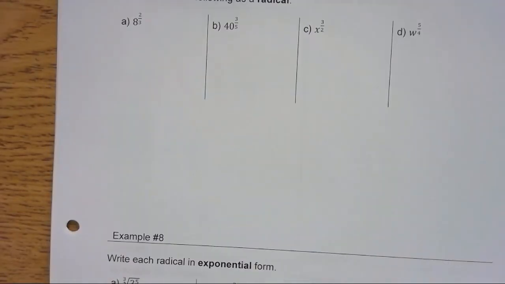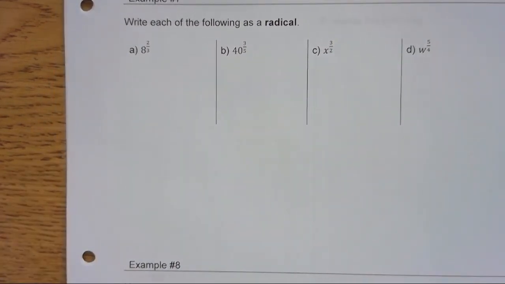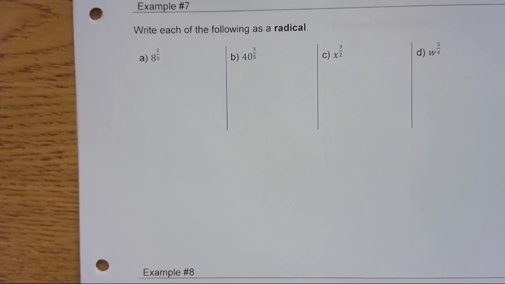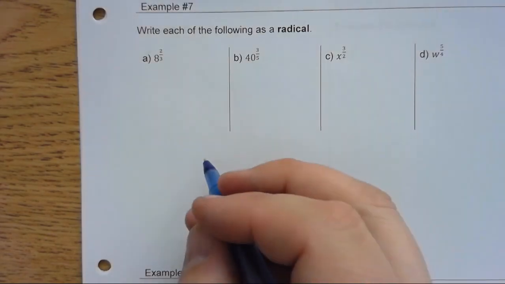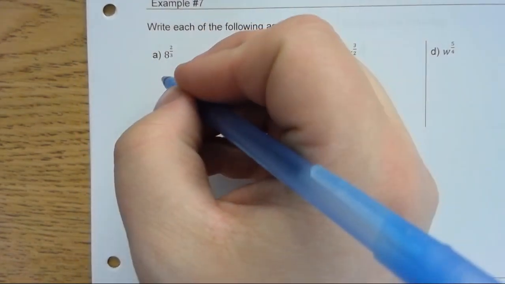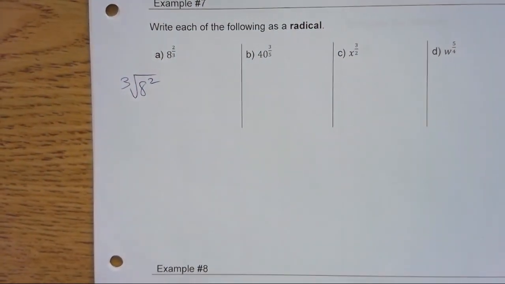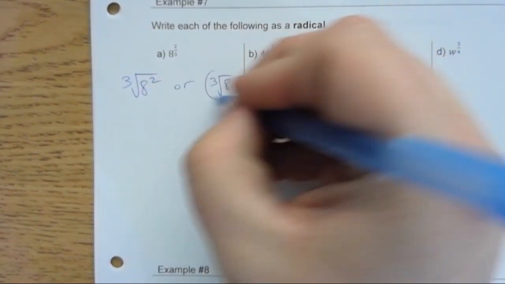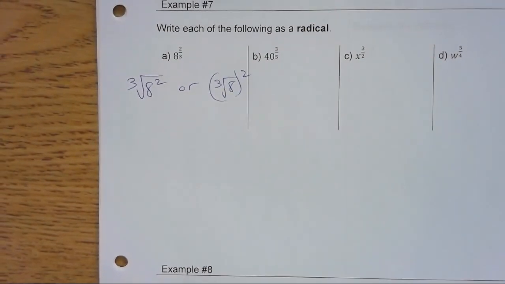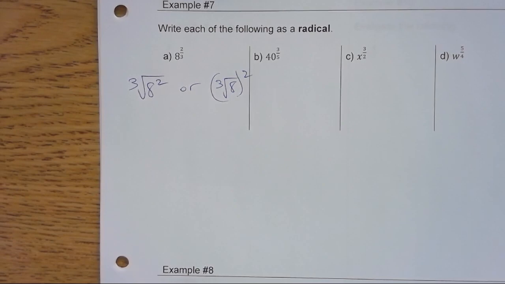Example 7. 8 to the 2/3. Okay, this is fun. I love this. This is one of my favorite parts of the whole grade 10 course right here. There's 2 ways I can express this. I can express this as the cube root of 8, squared, or the cube root of 8 squared. Now, if you were just listening to me, it sounded like I said the same thing. But look at what I wrote down. Their order is different according to BEDMAS, right?